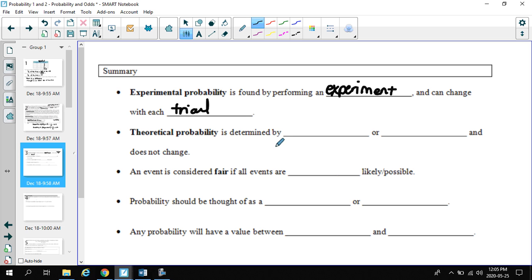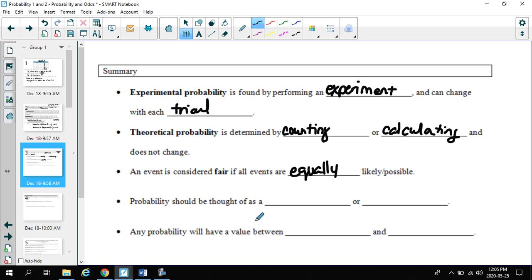Theoretical probability is determined by counting or calculating, and does not change. An event is considered to be fair if all events are equally likely. And we'll only talk about that, right? If you're flipping a coin, it's the same probability landing heads or tails. We don't have some weird coins that somehow always land heads or something like that.